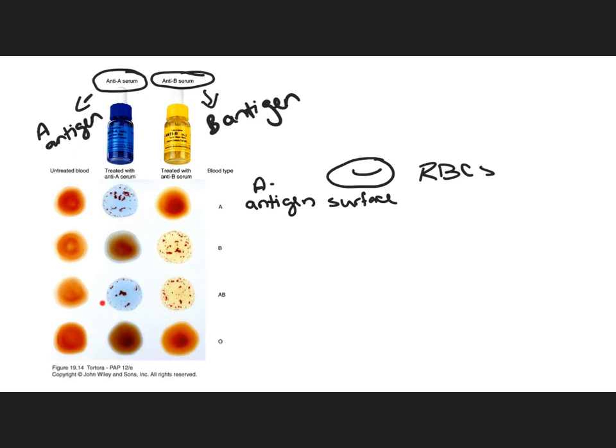In AB, we would see reactions with both the anti-A and the anti-B, and that would let us know that that was AB blood. And then O would have no reactions. Why? Because O has no antigens on the surface, so there's nothing for it to react to. So this would tell us what the blood types were, right? What antigens are found on the surface of the red blood cell.